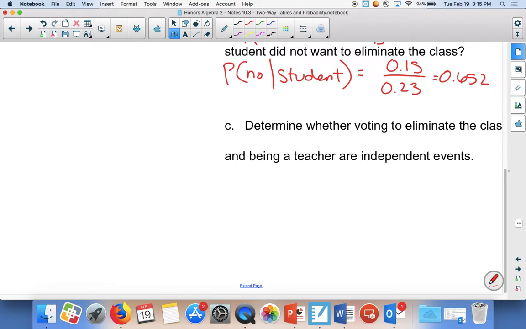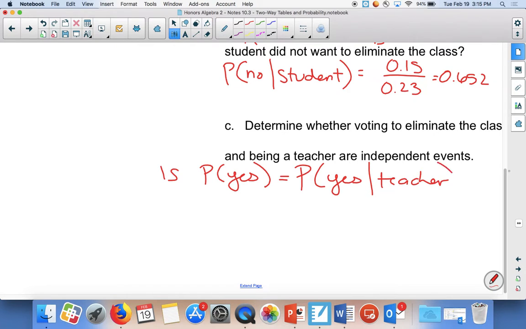Okay, last but not least, determine whether voting to eliminate the class and being a teacher are independent events. So what we have to ask ourselves here is: is the probability of saying yes the same as the probability of saying yes, given that they were a teacher? Basically, is the probability that the person said yes independent of a teacher saying yes? Because I'm a teacher, does that matter with my response? Or are they independent events?